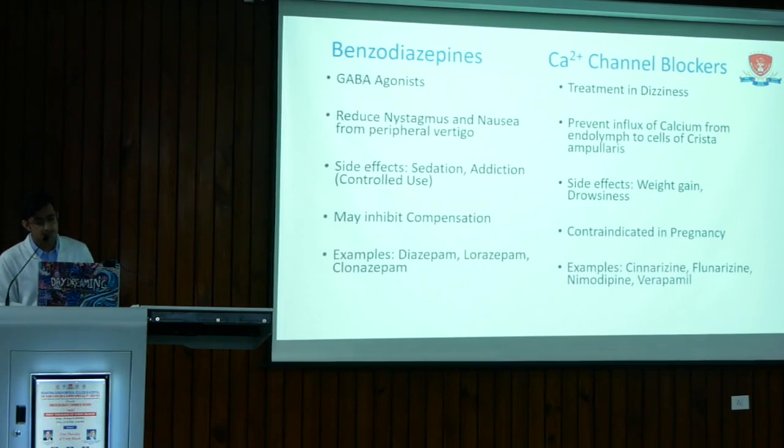Benzodiazepines are GABA agonists, which reduce the nystagmus and nausea that are derived from peripheral vertigo. The side effects include sedation and addiction, which is why they are prescribed in controlled use. They also may inhibit the compensation property of the body. Examples of benzodiazepines are diazepam, lorazepam, and clonazepam.